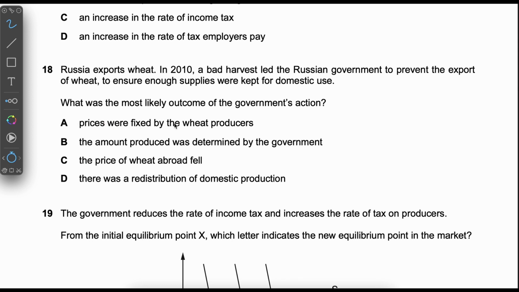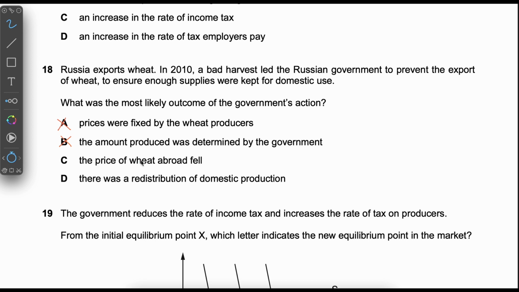Prices were fixed by the wheat producers. Okay, we don't really know what could have happened, but there's no direct information here that would tell us that prices would be fixed by the wheat producers. The people producing wheat, there's no reason for them to fix the prices. Okay, let's eliminate that one. The amount produced was determined by the government. Okay, no, right? The government wants to produce as much as possible. They're not determining how much wheat is being produced. So we can immediately eliminate that one.